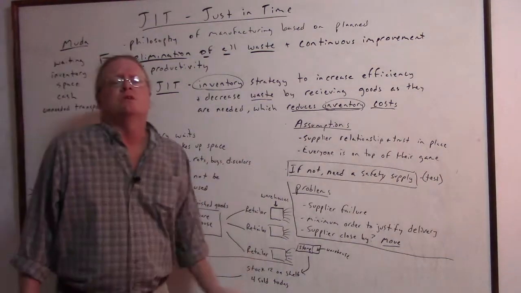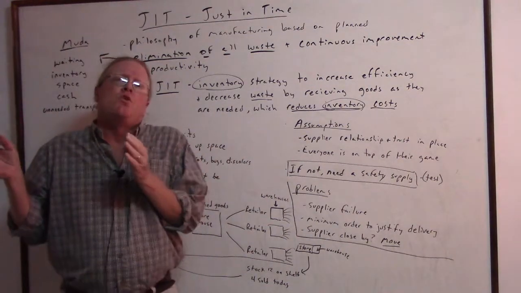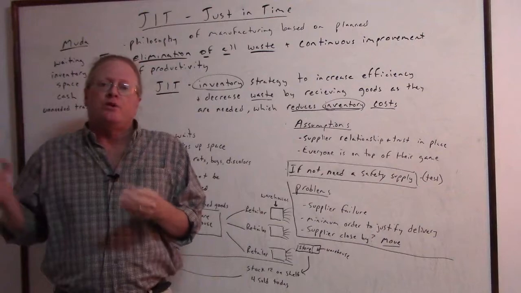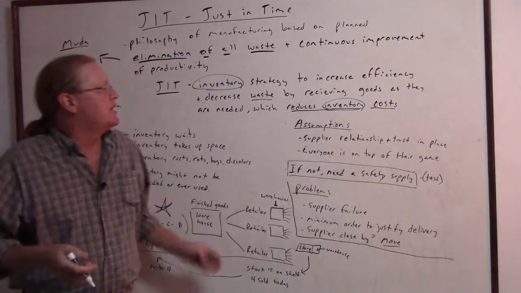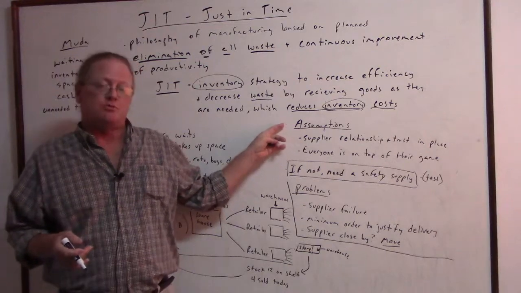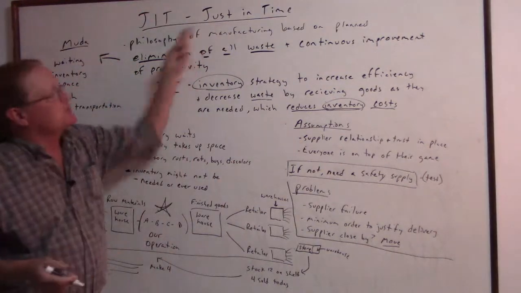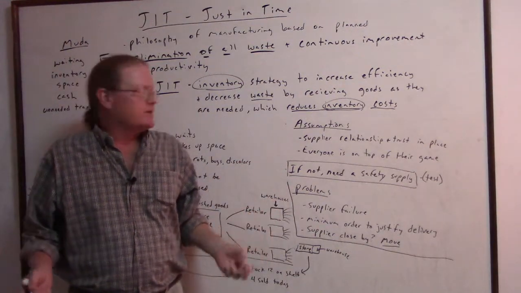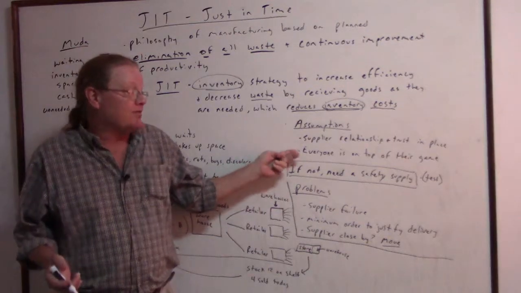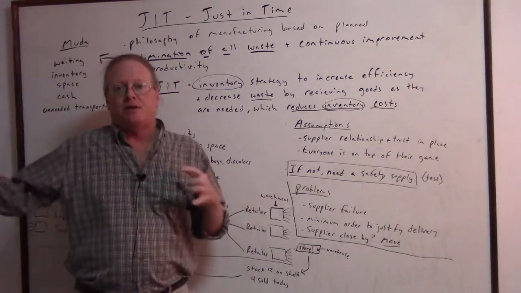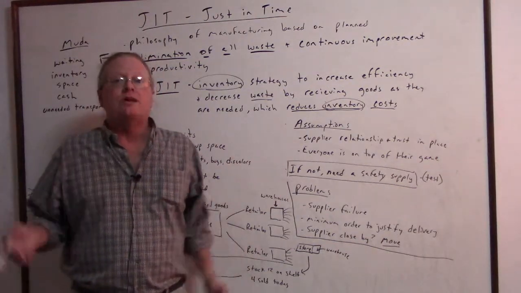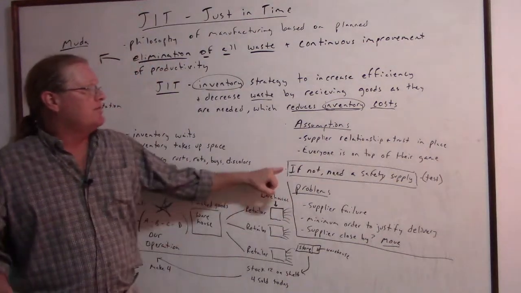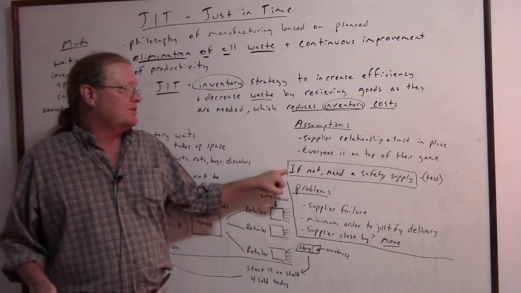Now we have some assumptions, because with this just in time, we're trying to reduce inventory, and by reducing inventory, we don't order as much, we don't keep as much on hand. And there are some huge assumptions here. In order to practice just in time, we have to have a supplier relationship. There has to be trust in place. And we have to have everyone on top of their game. They have to be in the flow and ready to go, ready to practice with us just in time, the elimination of inventory.